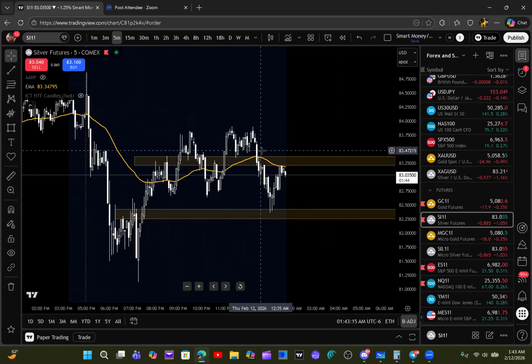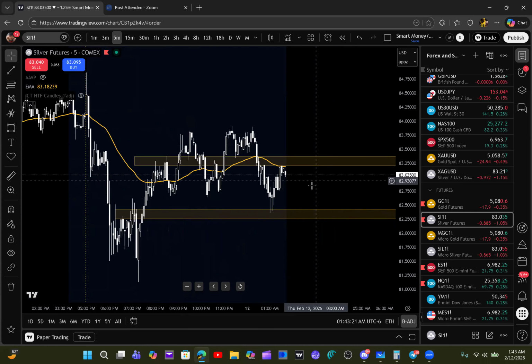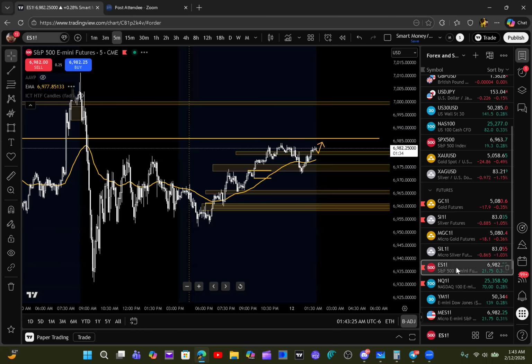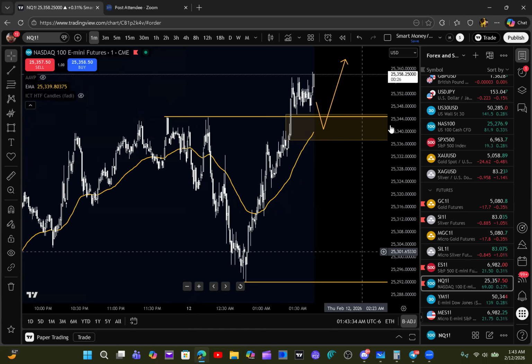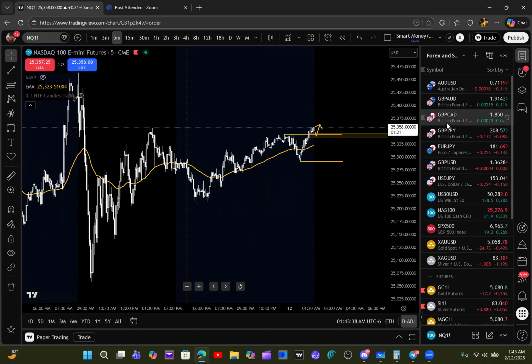See the fair value gap right there? It's possible it'll go inside the fair value gap. All right. It's another one we have to wait and see. Really just look like ES and then Q. Let's see. 3 minute, 1 minute, and in Q. All right. Let's look at Forex. Let's see how it looks on Forex.